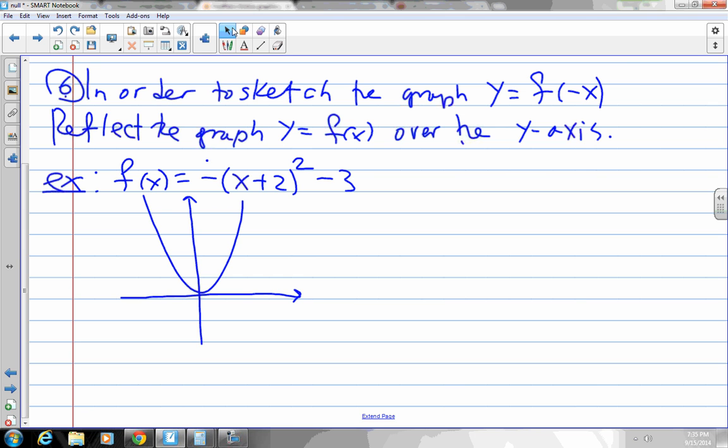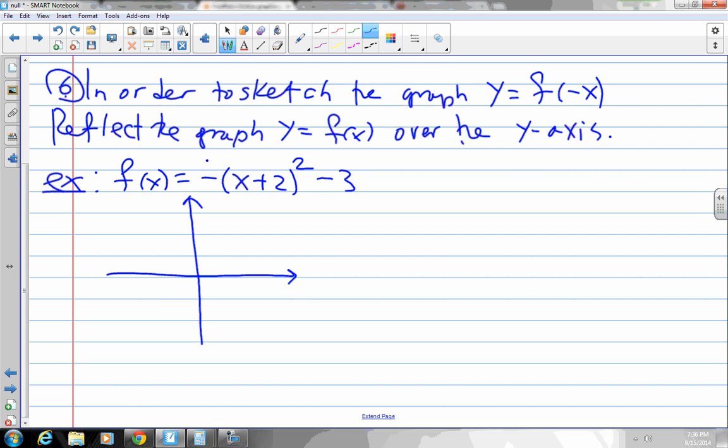So order of operations, parentheses first. So we're going to deal with the parentheses. So plus 2 on the inside. Where's it going to move the graph? Left 2 units, right? So I can take this graph. I'll have to do it slower. Have to wait. And then if I do the parabola, now I can probably shift it. So 2 units to the left, right?